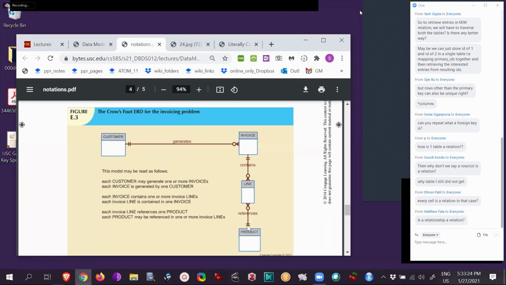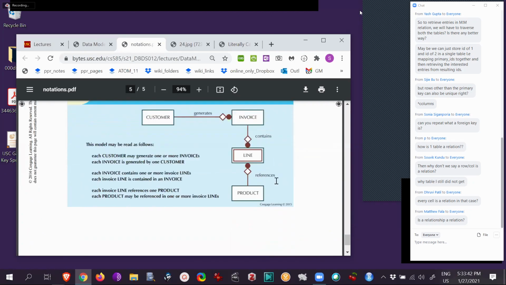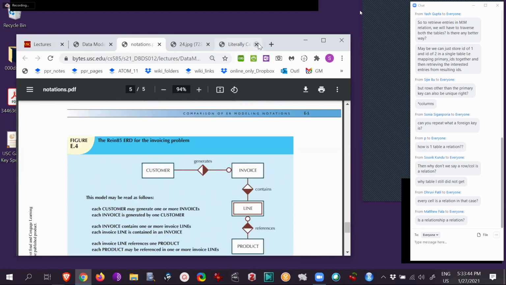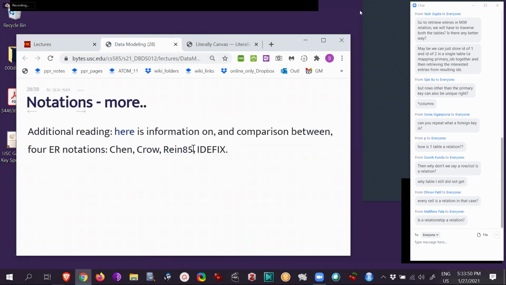So each product can appear multiple times, right? I can order the same thing many times, or many different people can order it. So you can think about why the product's line occurs many times. And then an invoice also contains many line items. So this is how in the real world we start to relate all these things. They give you all these examples you can read, but again, in the real world, we only use crow's foot notation. So I'll not tell you too much about this.